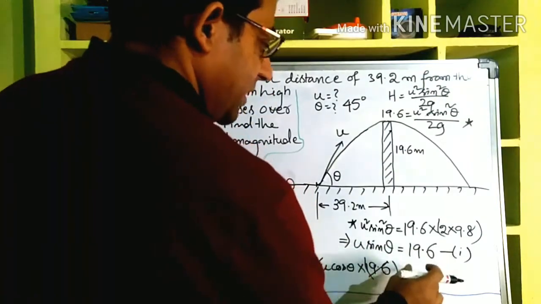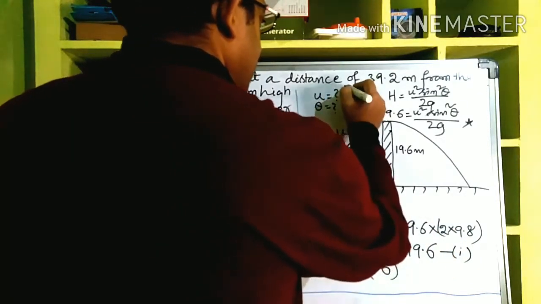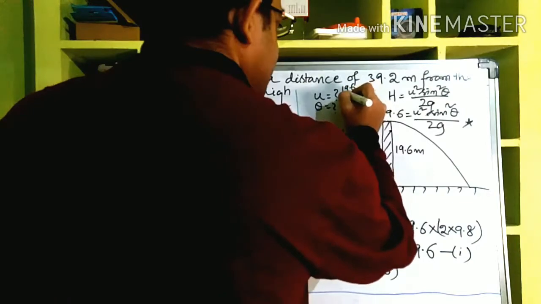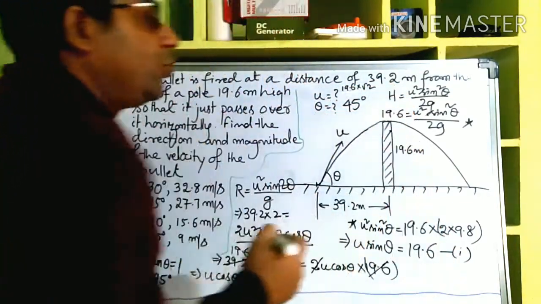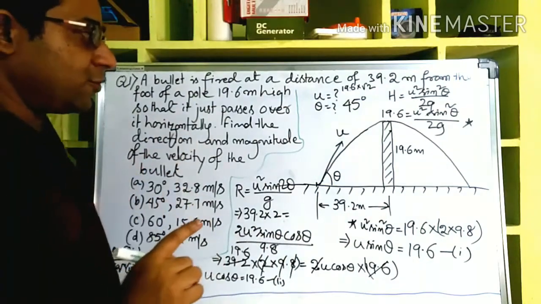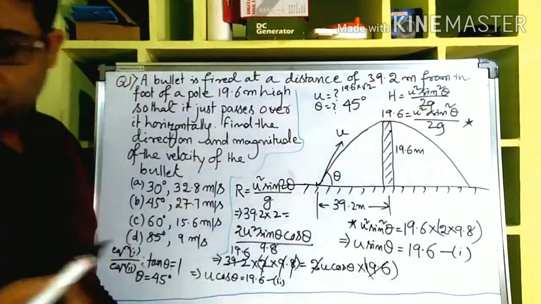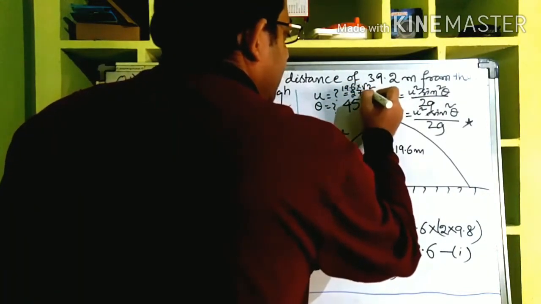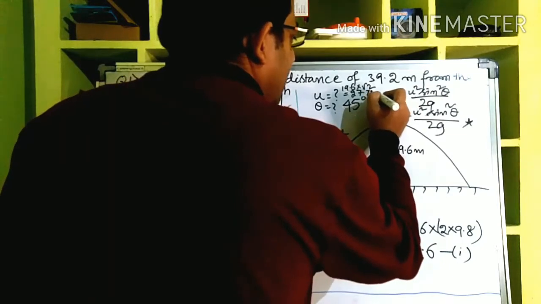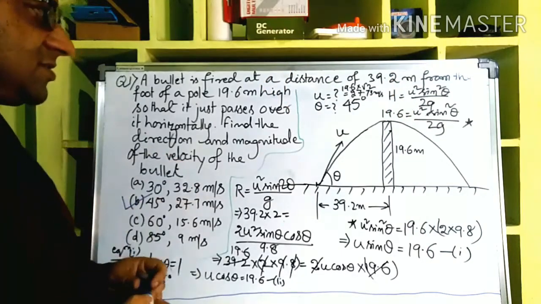Sin 45 is 1 by root 2. So 19.6 divided by 1 by root 2. Root 2 is 1.414. And if we multiply 19.6 multiplied by 1.414, it comes to nearly 27.73 meter per second. So B is the right answer.